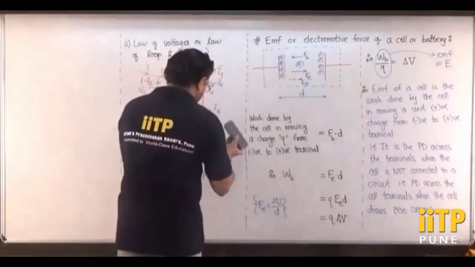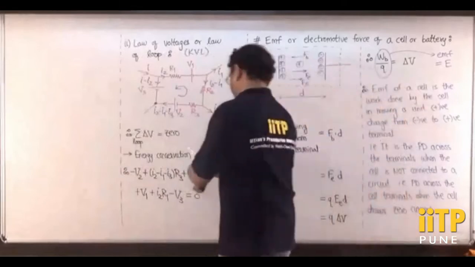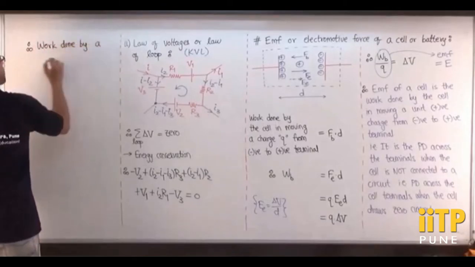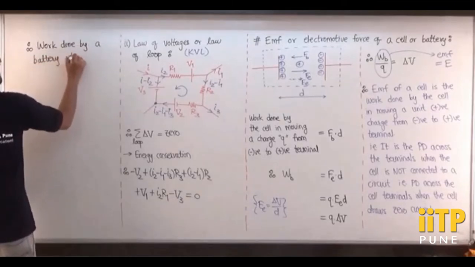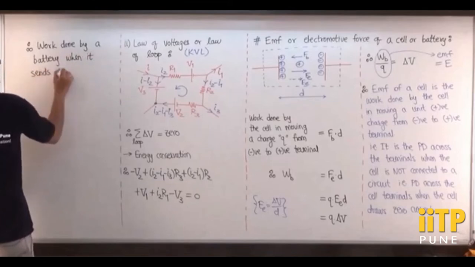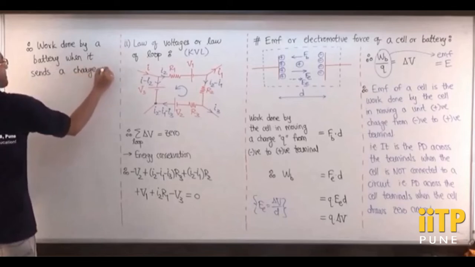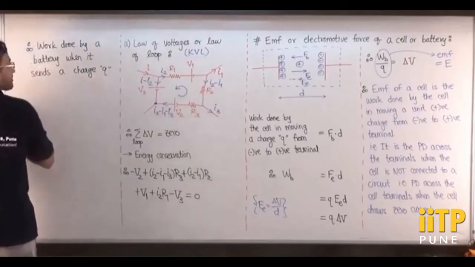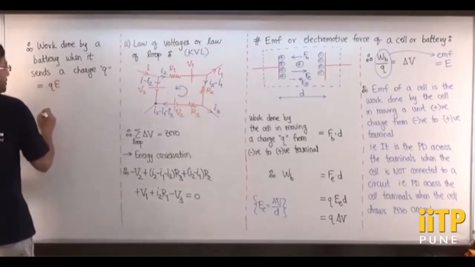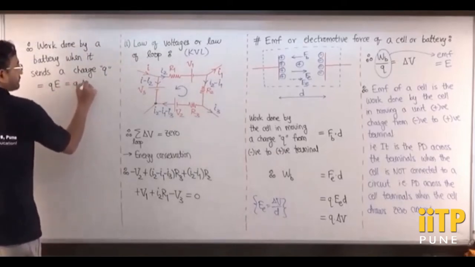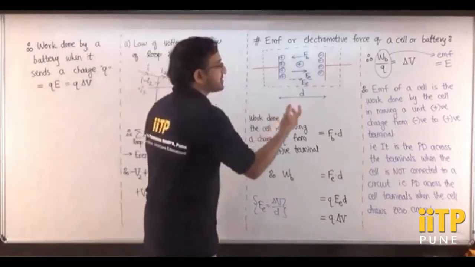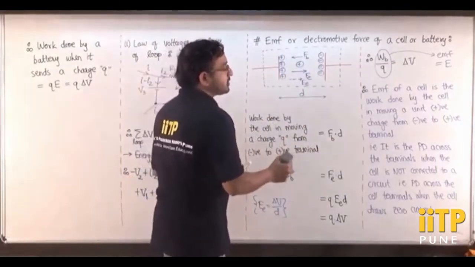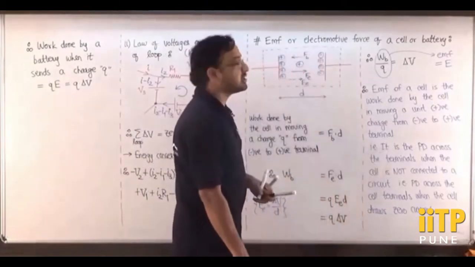Work done by the cell in moving unit charge, and hence we realize the total work done when the battery sends a charge q from the negative to the positive terminal is nothing but qE, which is the EMF, or qΔV. Again, ΔV is the potential difference across the terminals when the cell doesn't have any current through it.